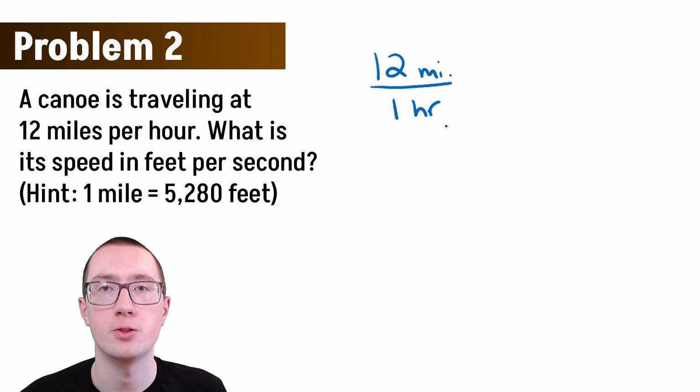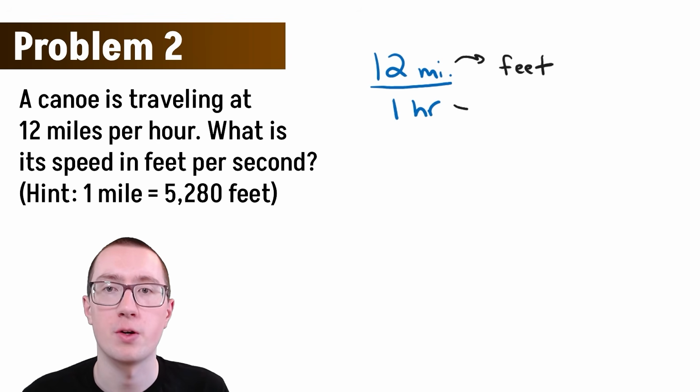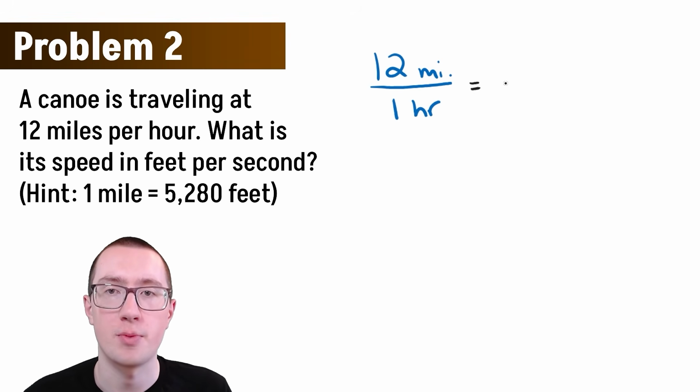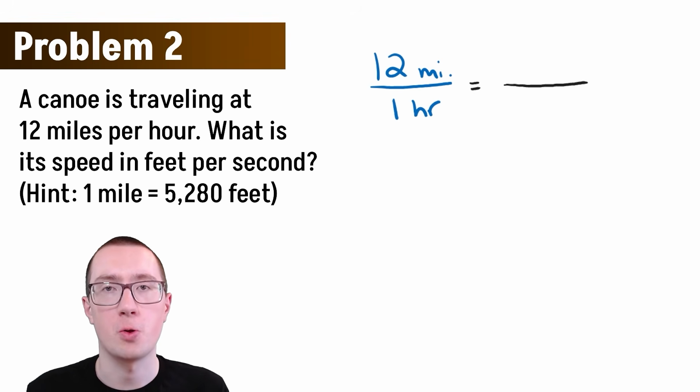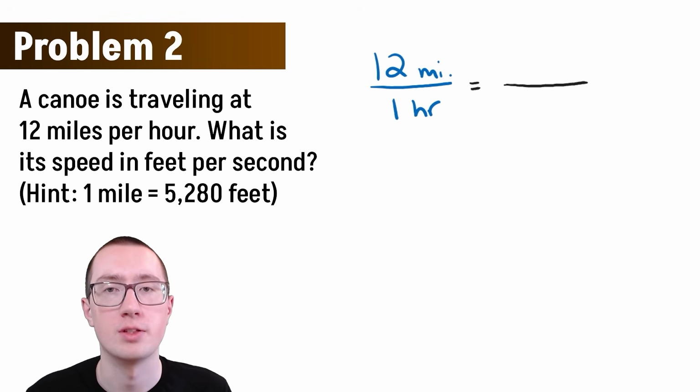Now for this problem, we need to do 2 different things. It wants feet per second. So we need to convert the miles into feet, and we need to convert the hour into seconds. And then we just need to see what we get. So 12 miles is how many feet? Well, you probably don't know that off the top of your head, but the problem gives us a hint. It says that 1 mile is equal to 5,280 feet.